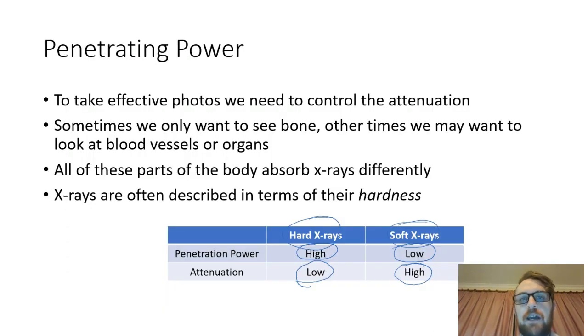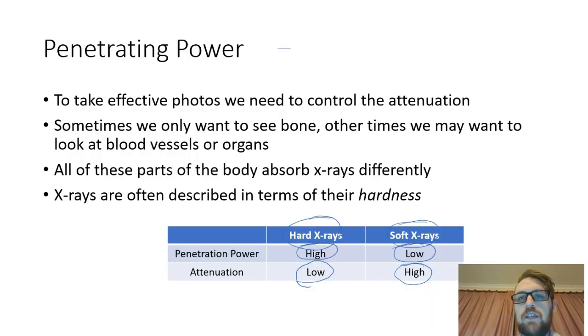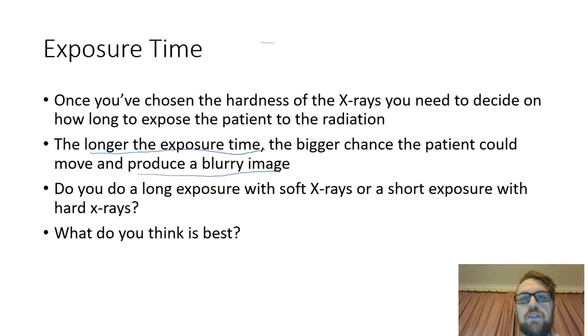And with our penetrating power, if we need more powerful X-rays, we need to increase the tube voltage. So penetrating power is related to tube voltage, and our exposure time is related to tube current.